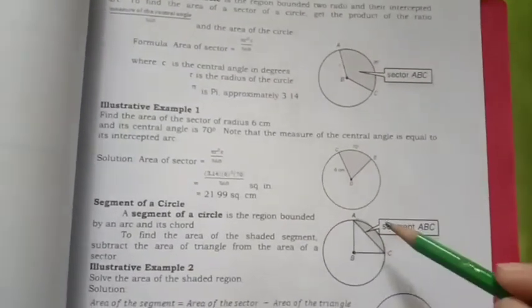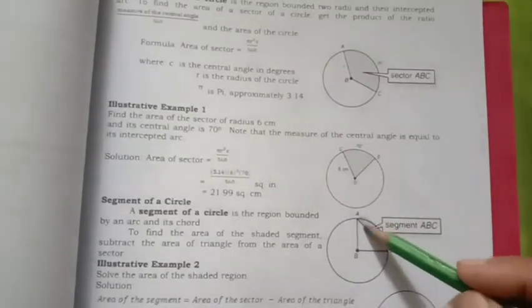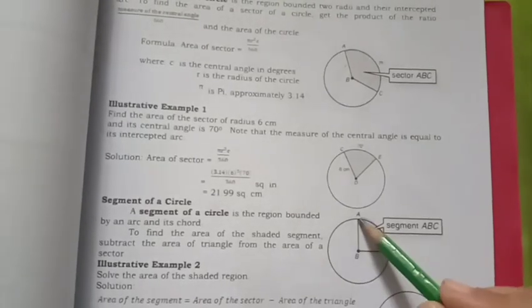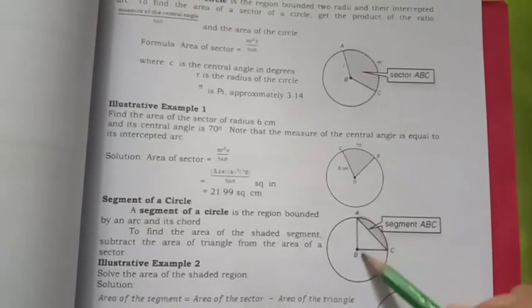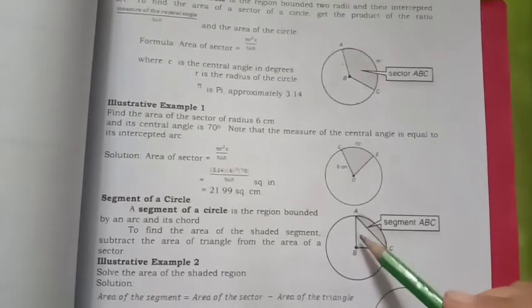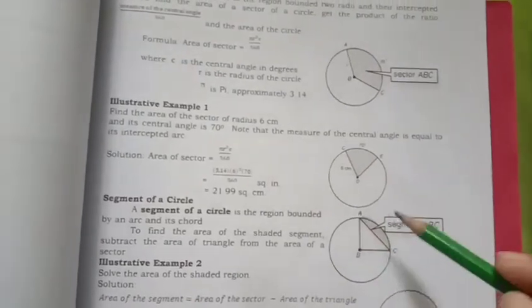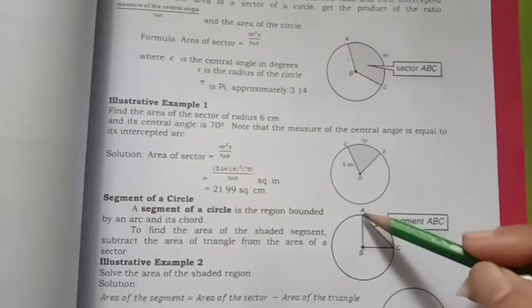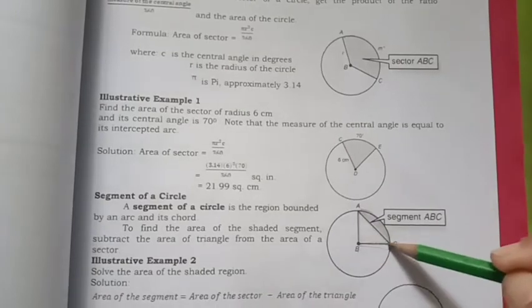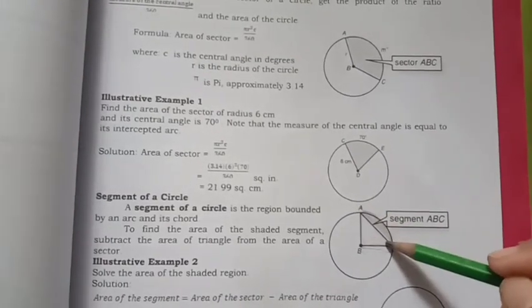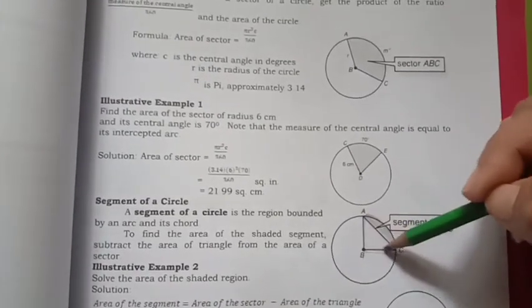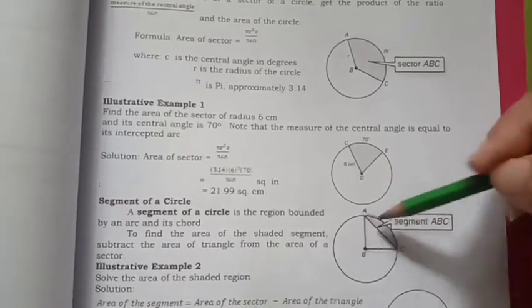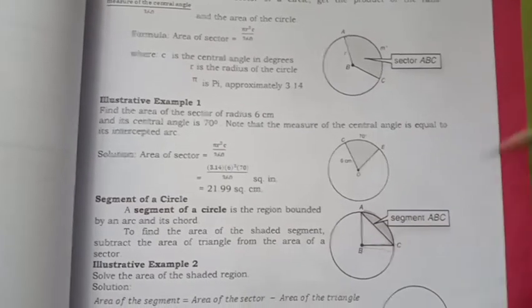So kung mapapansin nyo, itong segment na ito is the result when you subtract the area of this triangle from the area of the sector of the circle. So ito yung sector, 'di ba? Yung kaninang pinag-aralan natin. Itong area na ito. Ito hanggang doon. Itong area na ito, kapag sinubtract natin itong triangle na nabuo, pag kinonect natin yung point A and point C, yung matitira, that is the segment of the circle.